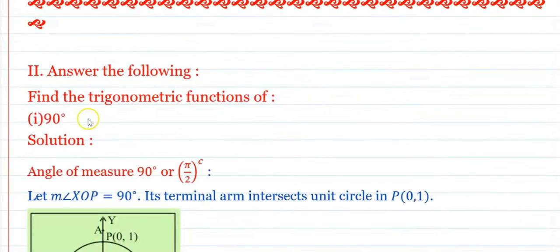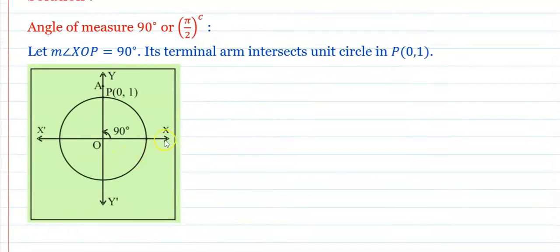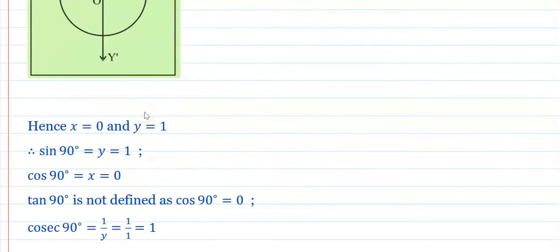Okay, now the question number 2. Find the trigonometric functions of 90 degree. Okay, angle of measure 90 degree is equals to pi by 2 radian. Measure of angle XOP is equals to 90. Its terminal arm intersects the unit circle at point (0, 1). Here x is equals to 0 and y is equals to 1. Okay, x is 0 and y is equals to 1.